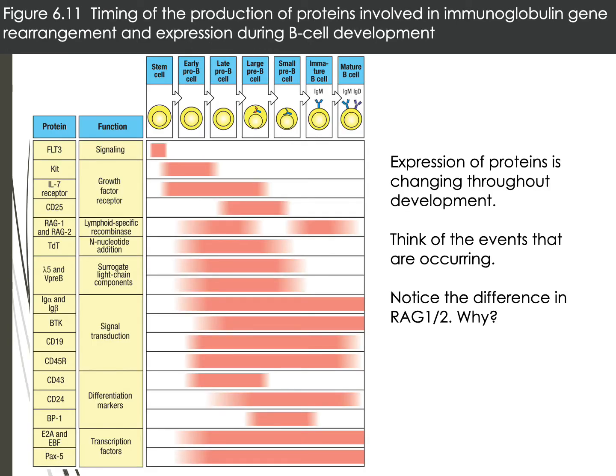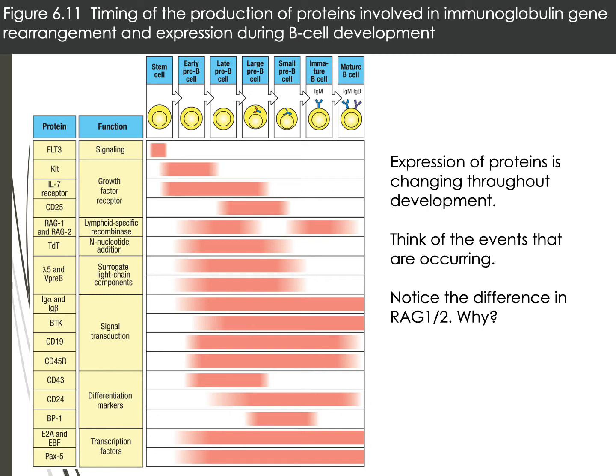So keep in mind, in these stages, there's a lot of change of expression of different proteins. You can see on the left-hand side how there are different proteins labeled, and then what their function is. And in the main part of this figure, you can see how the red area shows increased expression of said proteins. And if you think to what is going on at these different stages and what these proteins do, it makes sense, right? So we're going to pick on RAG1 and RAG2 because those are enzymes you're familiar with and what their function is. So you know that they're important for gene segment recombination.